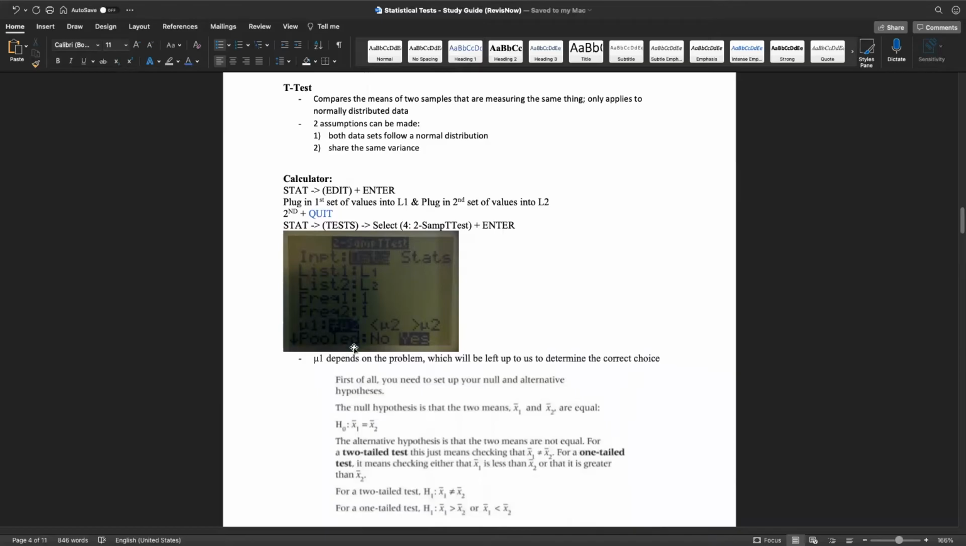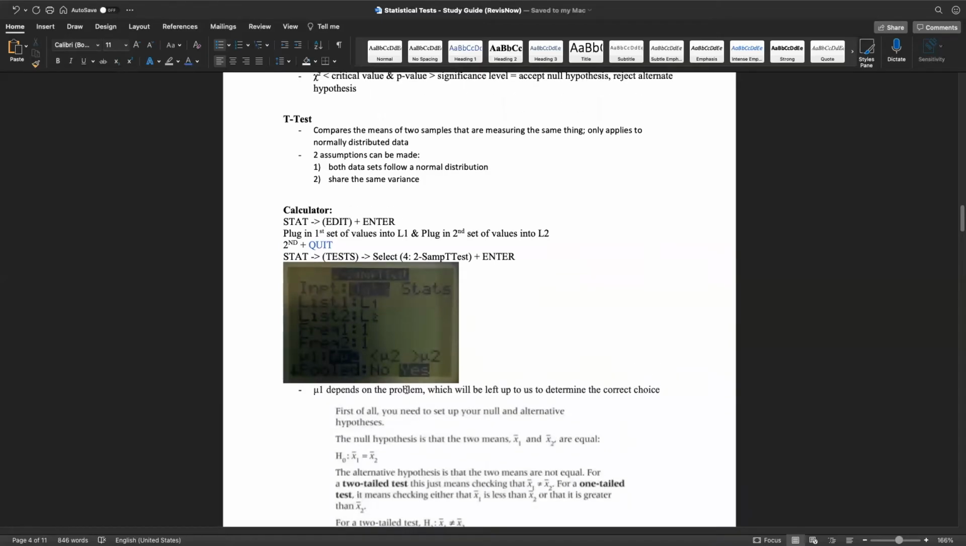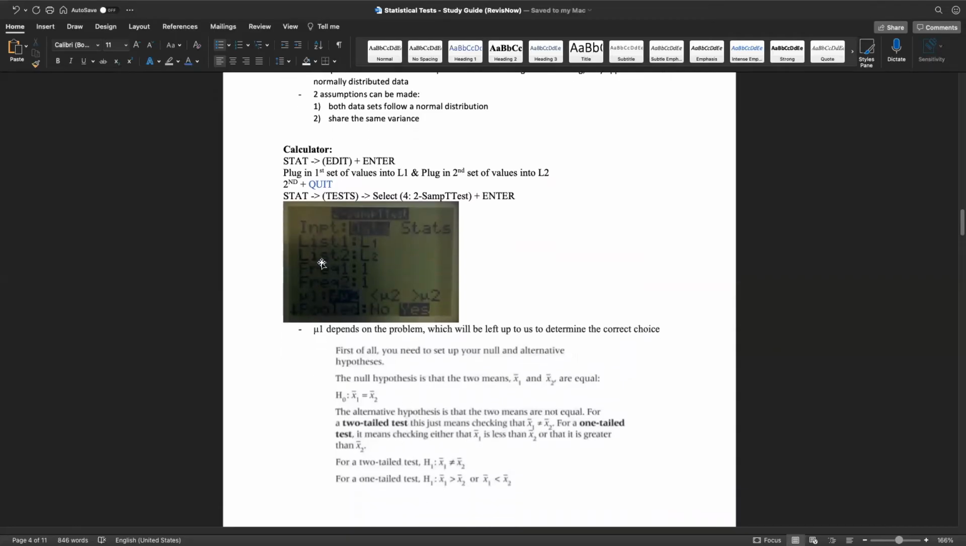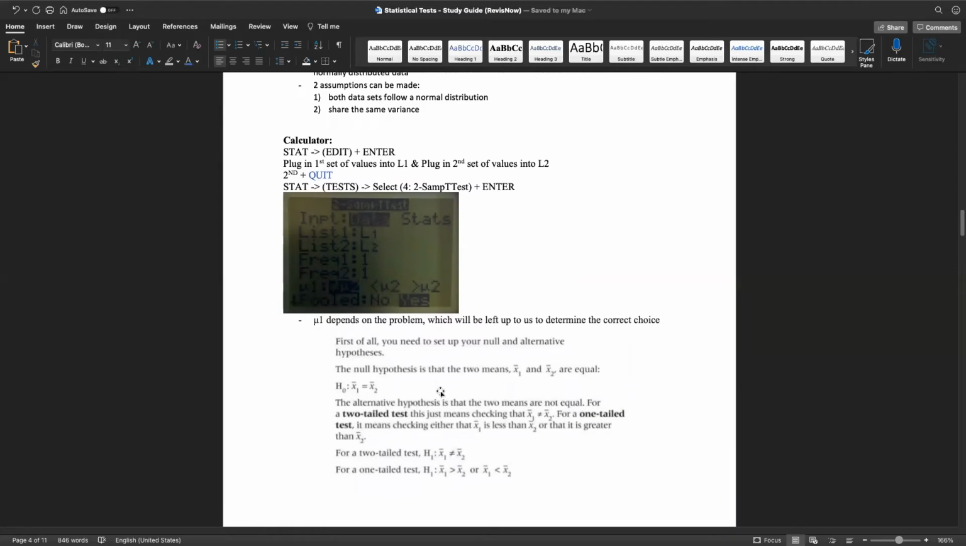And then it's very hard to see, but this mu1 depends on the type of problem you're given. So you have to determine that. If it's two-tailed, it's that the two means are not equal to each other. And if it's one-tailed, you have to determine if the first data set is greater than the second data set, or the second is greater than the first. And then I just pulled this from the PowerPoint as well.